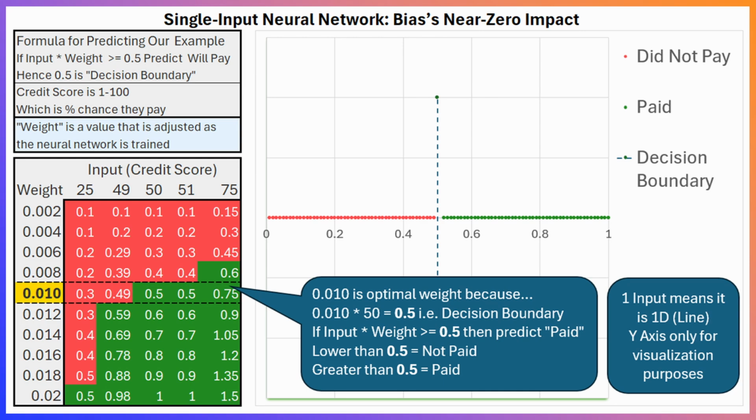With this weight, that credit score of 50, the graph on the right visualizes this concept. The vertical dashed line at 0.5 represents our decision boundary. To the left are red dots for did not pay, and to the right are green dots for paid. It's important to note there's only one input, only an x-axis. The y-axis on this graph is there just for visualization purposes. It doesn't actually represent a dimension in our model. There's no y-intercept, and since bias changes the y-intercept, and we don't have a y-axis, bias really isn't necessary.